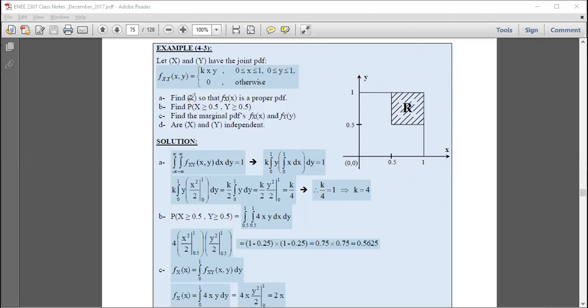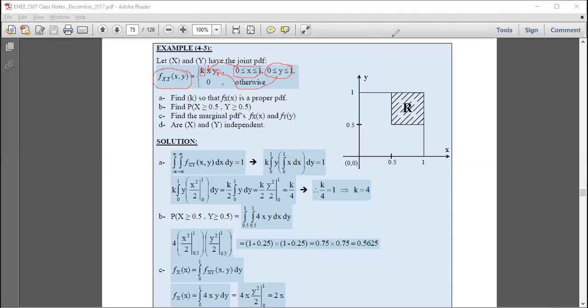First, find k so that f of x and y is a proper PDF. This is wrong, we have to write f of x and y, to be a valid PDF. What we have to do first is make sure the PDF is positive over this interval. x is positive, so if you substitute for x you always get positive, and y is positive. Positive multiplied by positive is positive, and k should be positive, so the positivity of the PDF is there.